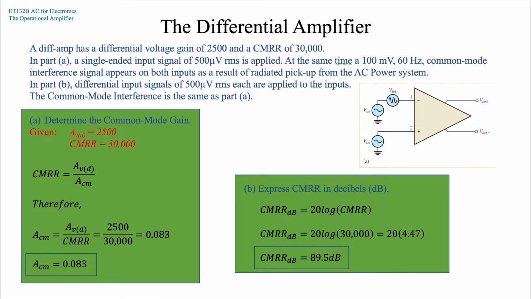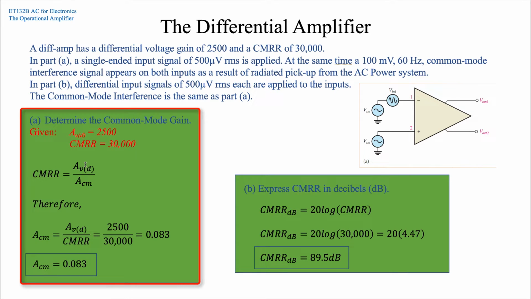In the second part, we're going to look at differential input signals of 500 microvolts RMS each applied to the inputs. The common mode interference is the same in both parts here. So the first part here, we're going to determine the common mode gain. We're given the differential gain as 2500 and CMRR of 30,000. So from that, we can calculate the gain from the common mode.